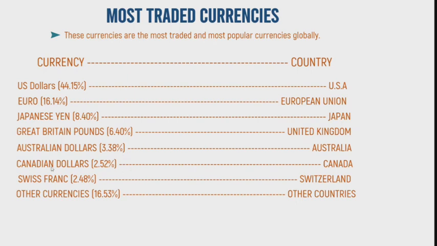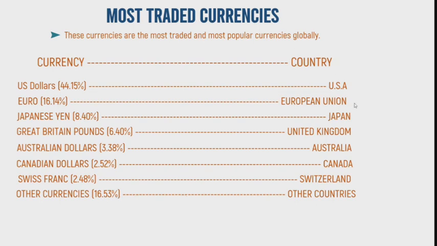Then we have the Canadian dollar at 2.52%, the Swiss franc at 2.48%, and then we have other currencies, not currency pairs. These other currencies comprise all the other currencies in the world. They just make up 16.53% of global trade.